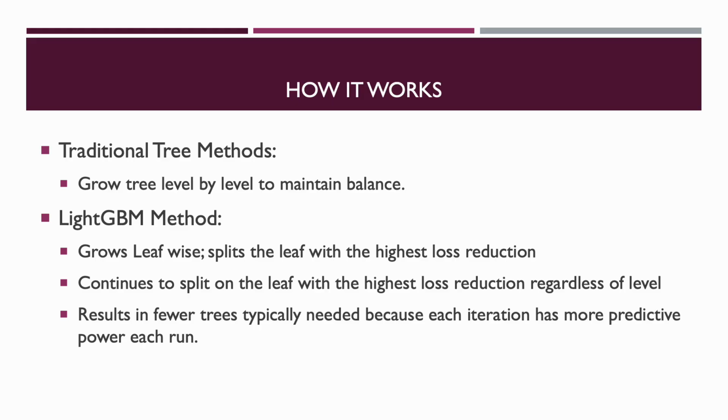What the LightGBM model does is it actually grows the tree leafwise. So it'll split at the root on the leaf with the highest loss reduction. And as it goes down the tree, it'll continue to not split by the level, but split on the leaf with the highest loss reduction regardless of level. So even if we're continuing to split on the same leaf on the same branch, it'll keep going down if that has the highest loss reduction. This typically results in fewer trees needed because each iteration has more predictive power each run.